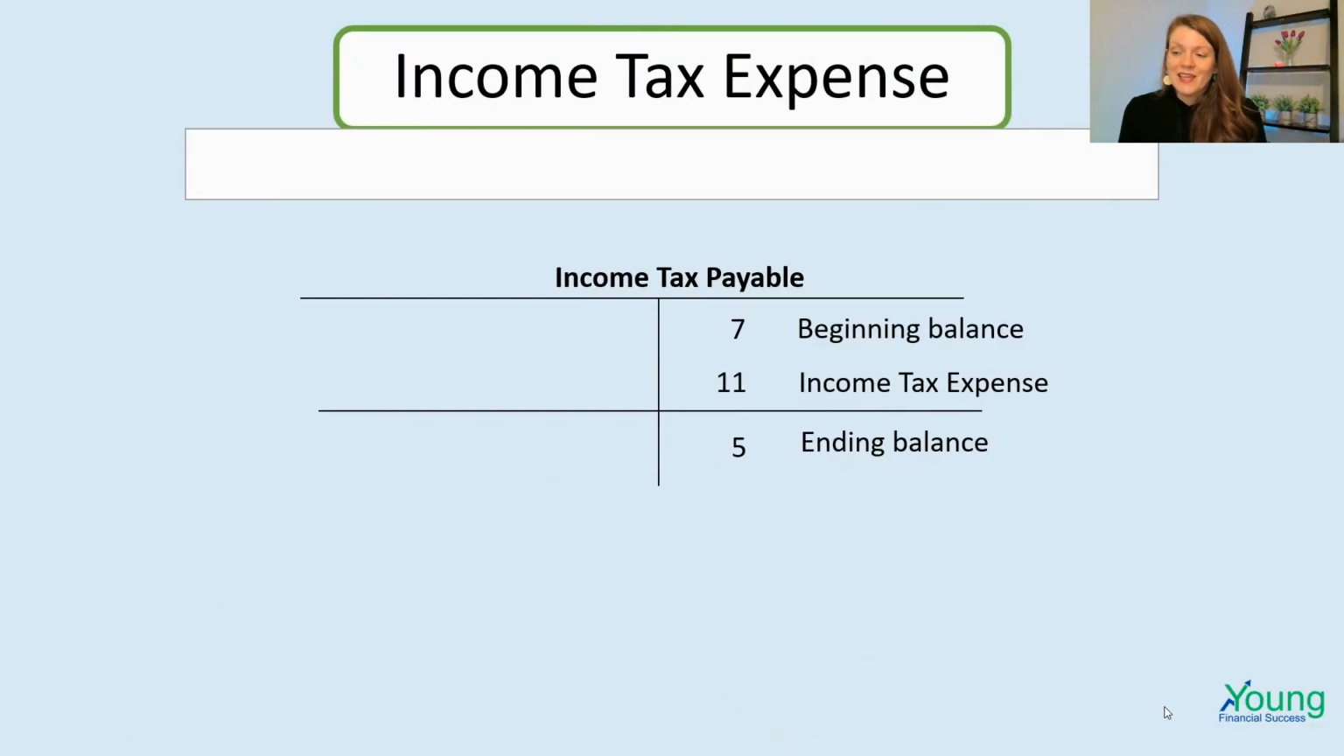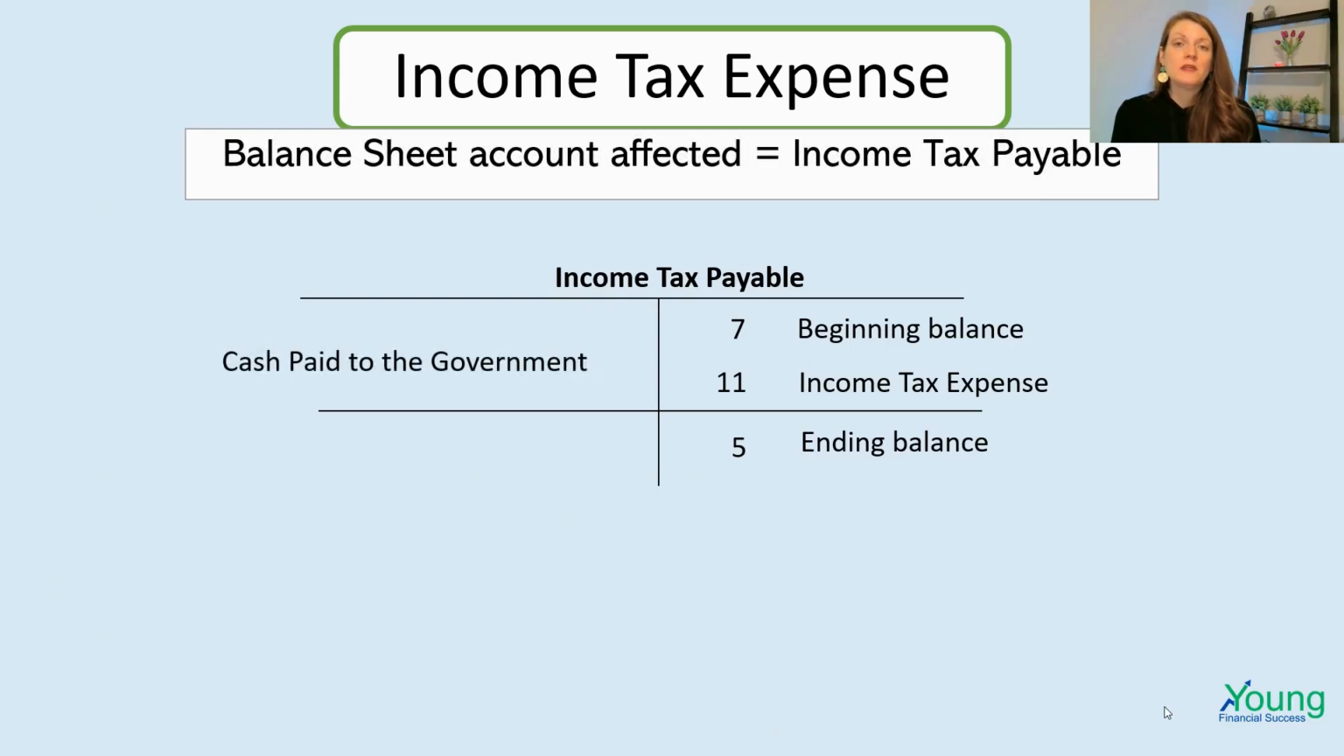We're getting close to the end here. We've got the end of our expense accounts anyway. So income tax expense. So this would be directly related with income tax payable because we are going to show the expense each month, but we don't actually pay the government except probably every quarter. So it's going to be sitting in income tax payable. And we see on the balance sheet, comparatively speaking, the beginning balance was $7,000, the ending was $5,000. And then we had the expense itself of $11,000.